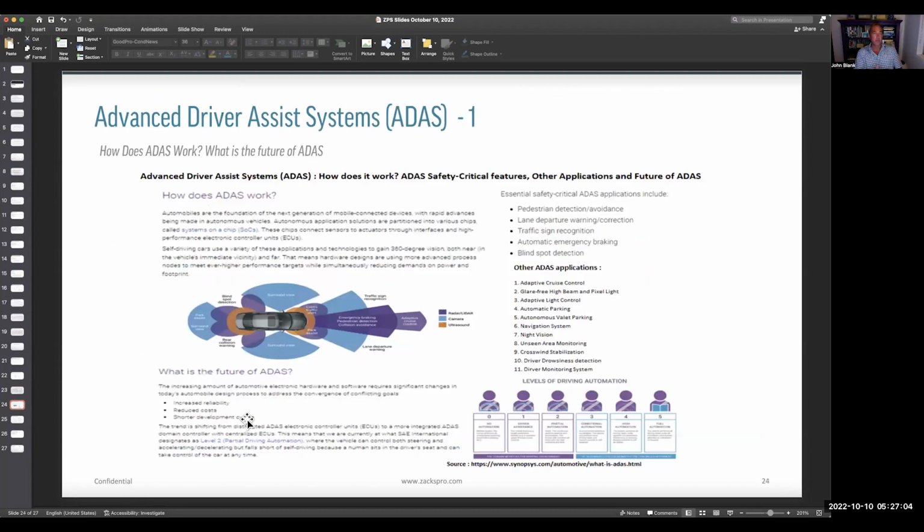Advanced driver assist systems. This is some language I want everybody to spend some time on. The main point I want to make is we're already in advanced driver assist systems. This is level 1 and 2 in your typical cars. This is traffic sign recognition, blind spot detection, automatic emergency braking, pedestrian detection, and lane departure warnings. This is the essential safety-critical stuff. Here are the other things it does for you.